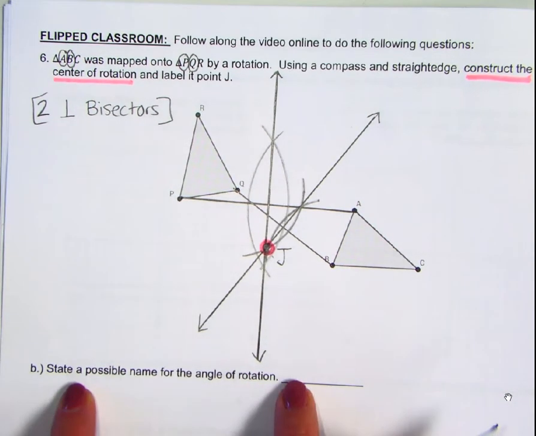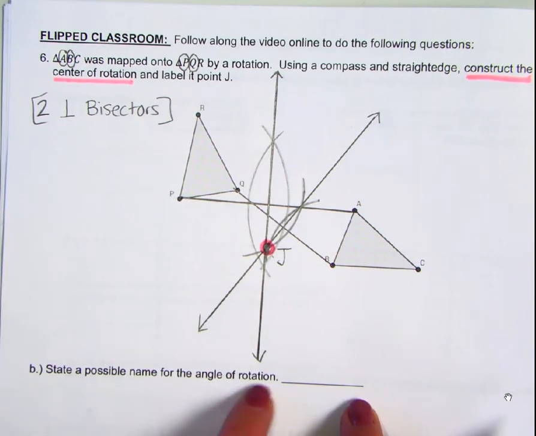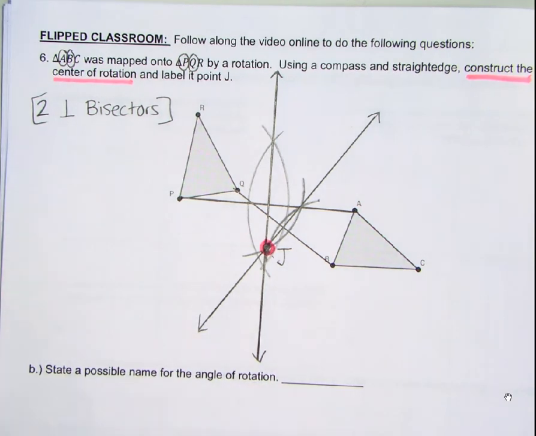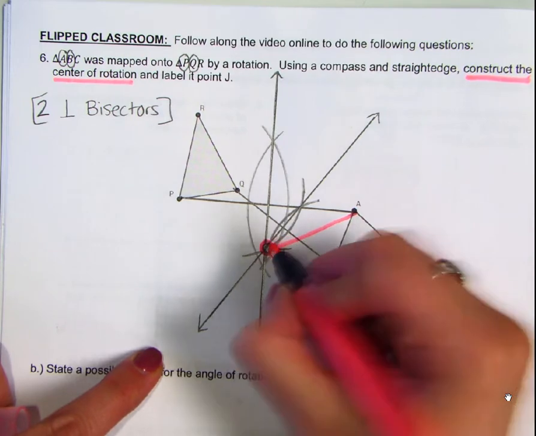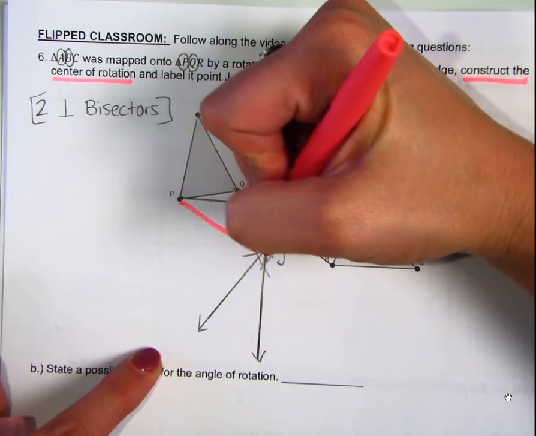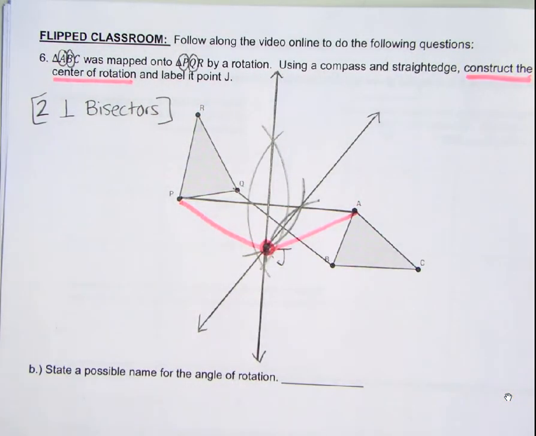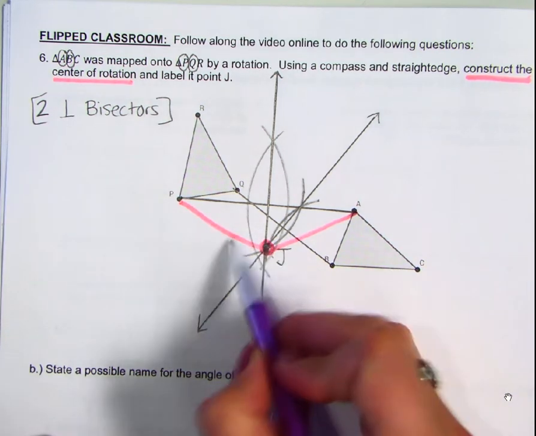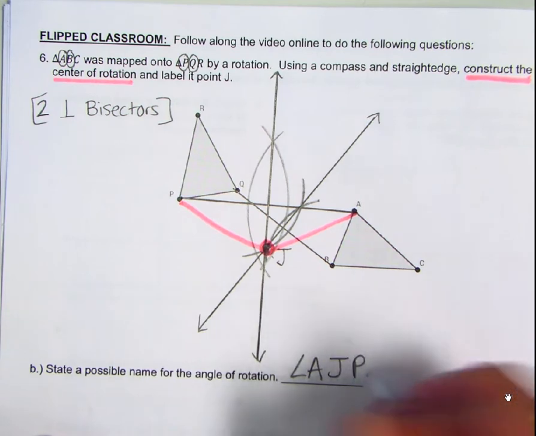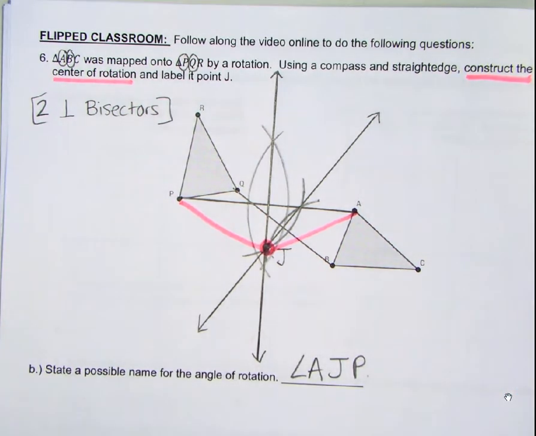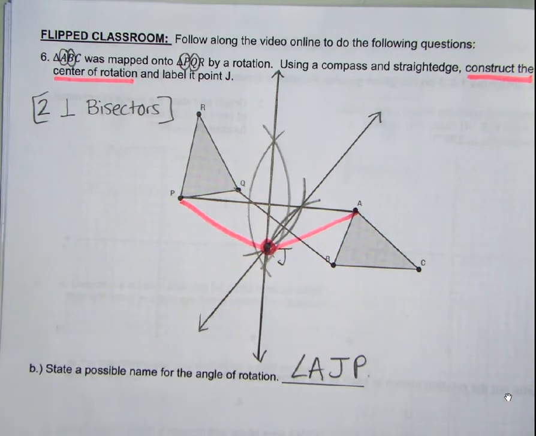Part B, state a possible name for the angle of rotation. The angle of rotation would be from A to J to P, or any other 2 corresponding points. So this is definitely an obtuse angle here. Angle A, J, P. Okay, so that's the first construction of this flipped classroom lesson.